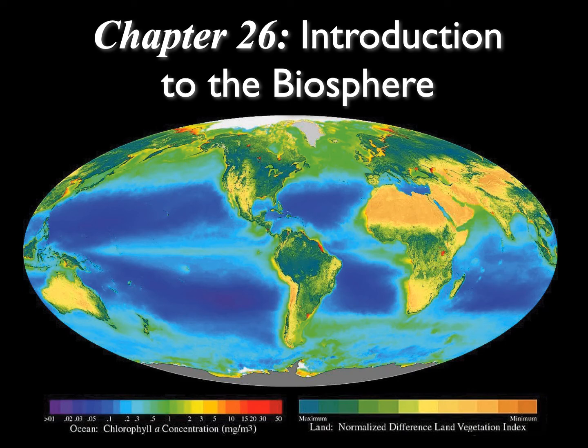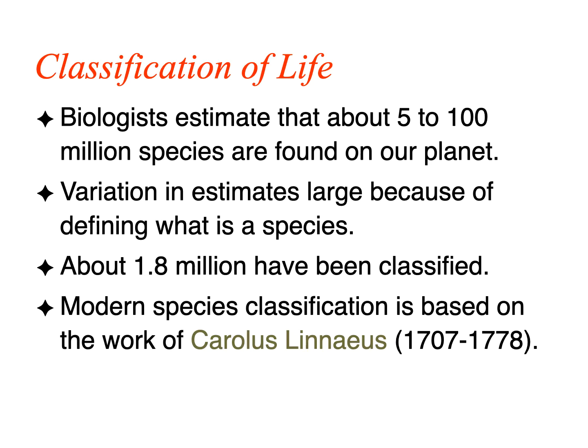Chapter 26, Introduction to the Biosphere, Section 26.2, Classification of Life. So biologists estimate that there might be anywhere from 5 to 100 million different species found on our planet. Now, this is a big variation. Why? This is because it's not easy to define what a species is.